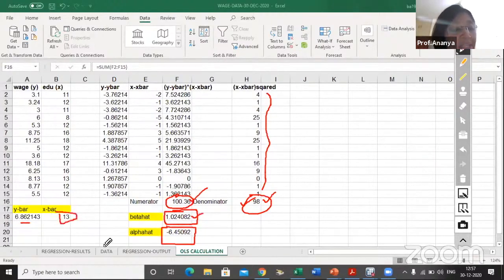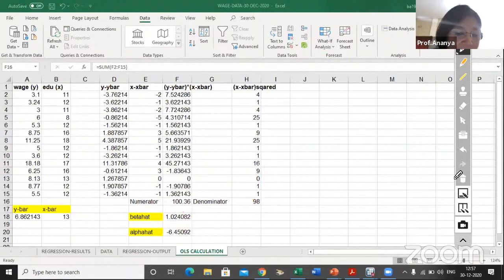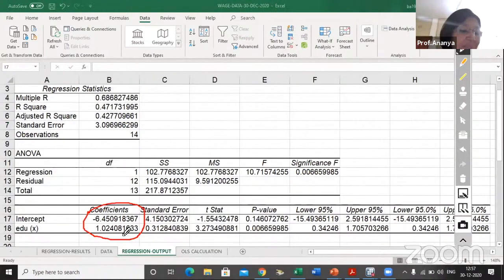I'm trying to show you that when you run a regression and you get some regression output, a slope and an intercept, an alpha hat and a beta hat, what your computer or package is basically doing is using the line of best fit. It is using those formulae that we used, and that's how the slope and the intercept are estimated.